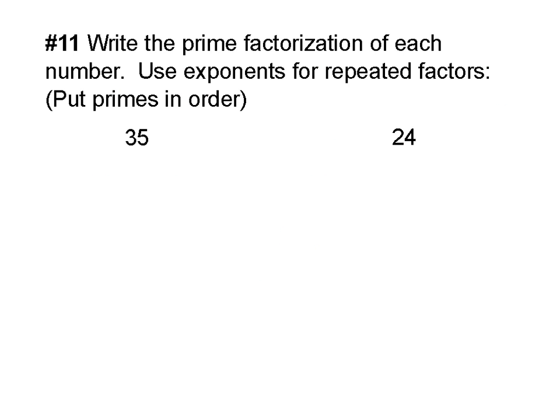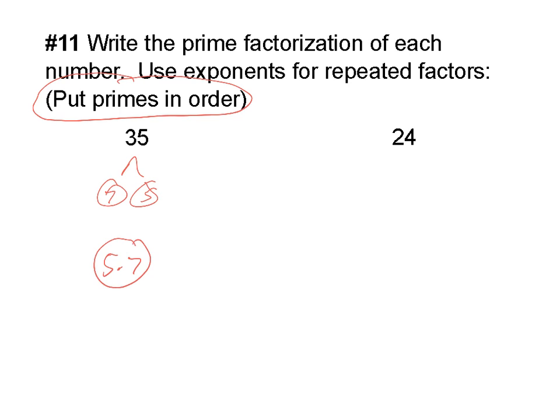For 11, you need to write the prime factorization of each number. In other words, make a factor tree. Don't forget to put your numbers in order when you're all done, okay? So here would be one example. 3 times 35 is what? 7 and 5. And that's all the farther we can go. And so I put my numbers in order. Don't forget to do that.